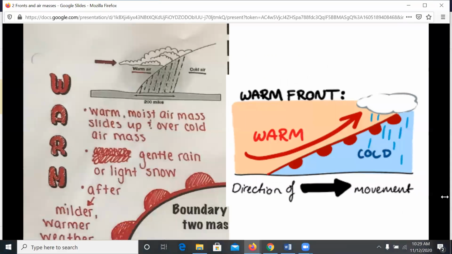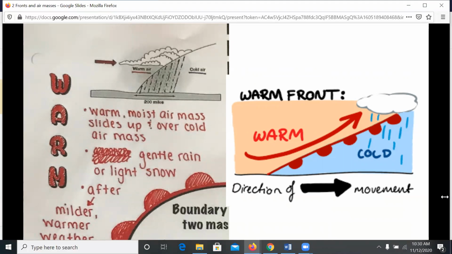Warm fronts happen when warm, moist air slides up and over a cold air mass. So our warm air here is moving. The weather conditions that generally result after a warm front moving in is a gentle rain or a light snow. After the warm front passes, we'll have mild, warmer weather. So a warm front is pretty pleasant to have. We do get a little bit of rain, but it's gentle.